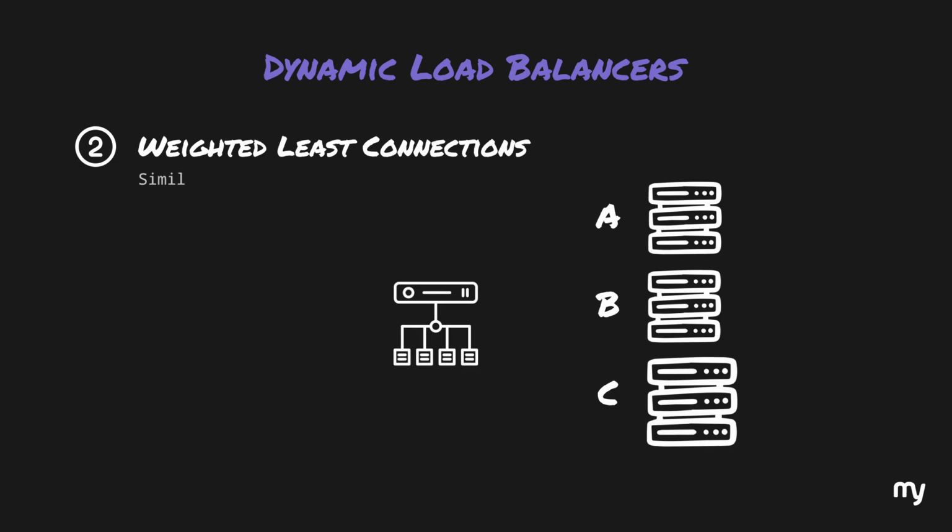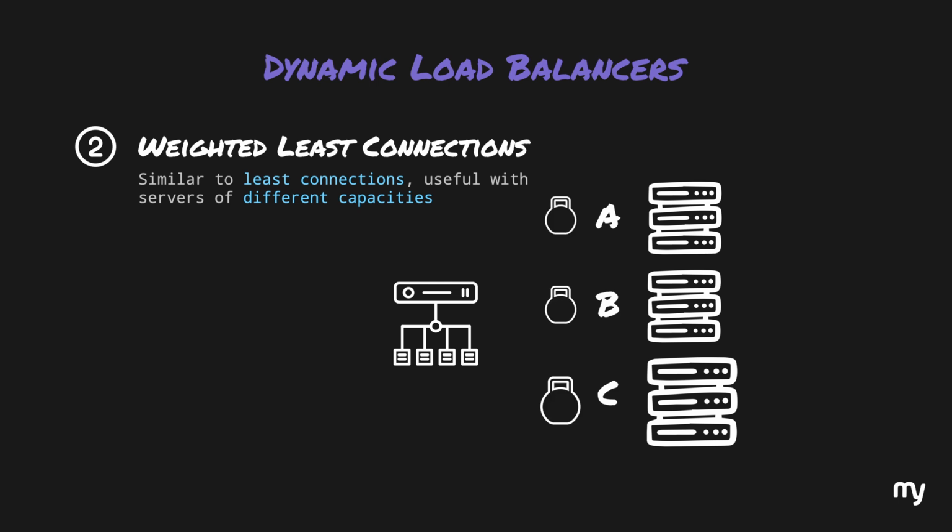This approach is quite similar to the least connections approach, but it is useful when there are servers with different capacities. In this approach, each server is assigned a weight based on its capacity. The load balancer keeps a track of each server's weighted connections. So if servers A and B have the same capacity, and if server C has double the capacity, then the weight of servers A and B will be 1, and the weight of server C will be 2.